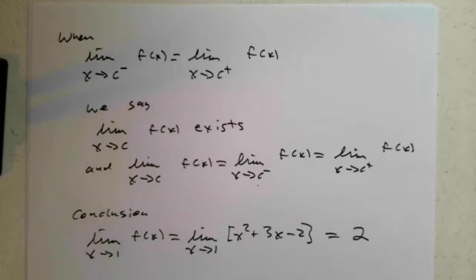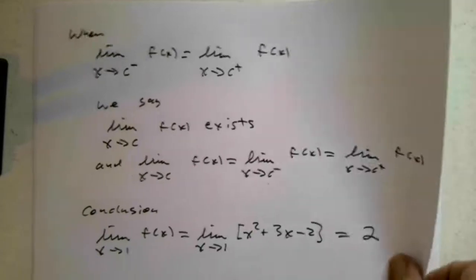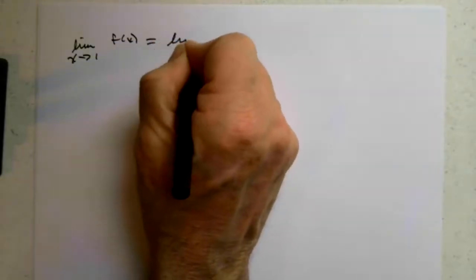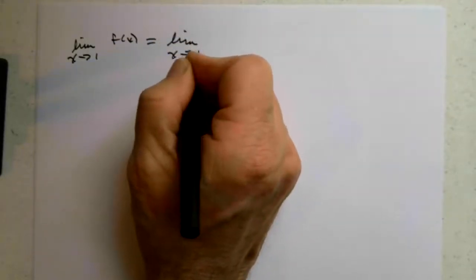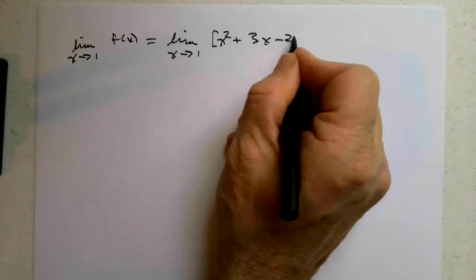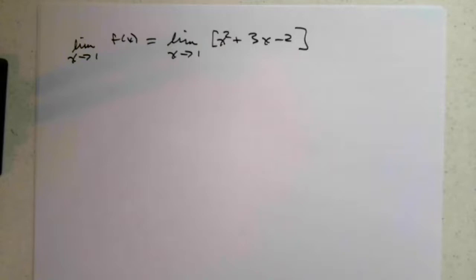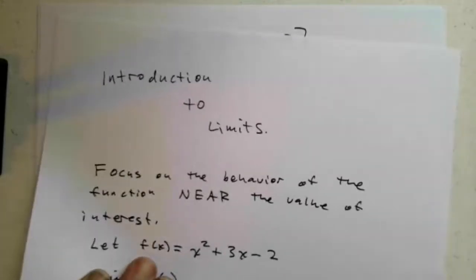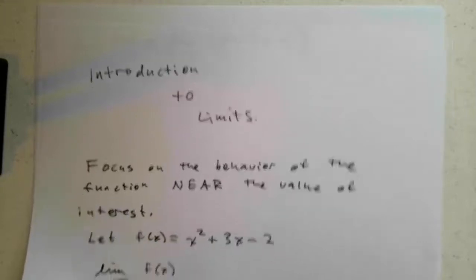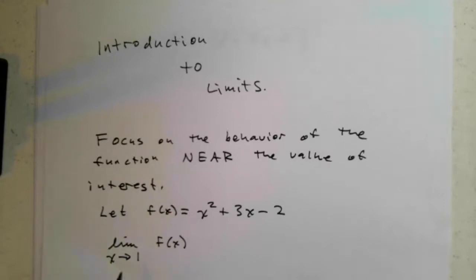Now, you may have noticed something. We are interested in the limit as x approaches 1 of f of x, which is the same as the limit as x approaches 1 of x squared plus 3x minus 2. Now, what we said on the very first page is focus on the behavior of the function near the value of interest. So focus on numbers near 1. Do not focus on what happens at 1.